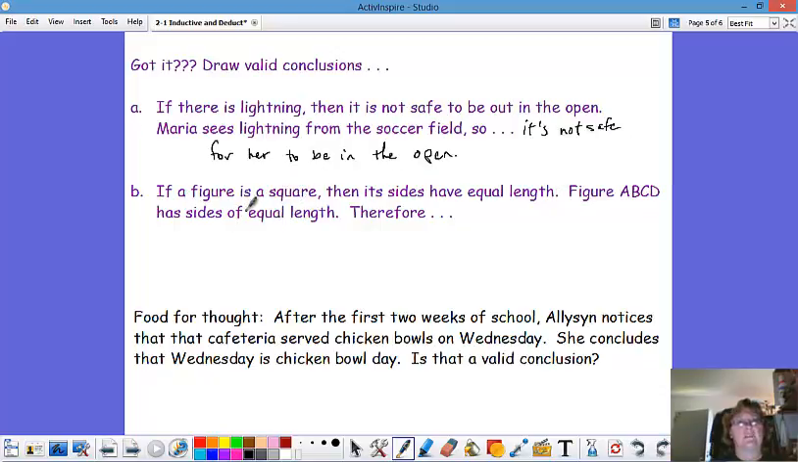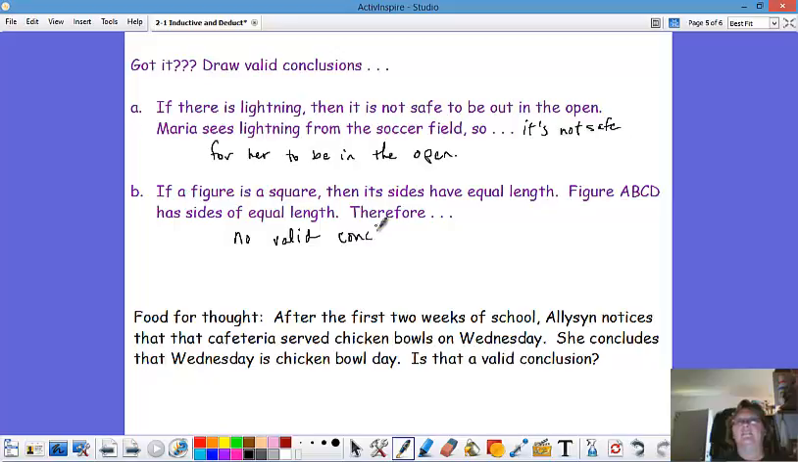Let's test the second one. That's the one where first leads to second, so square leads to equal length. Then the next thing should say equal length leads to, and it doesn't do that. This one doesn't fit either. There is no valid conclusion here.